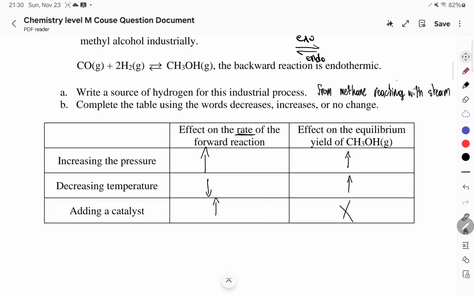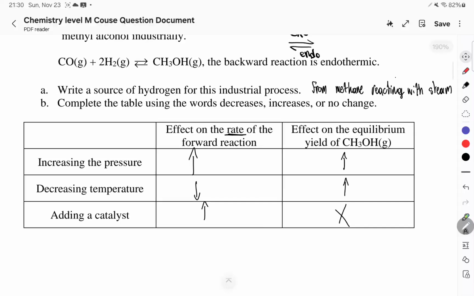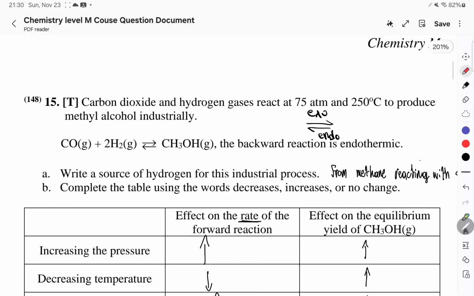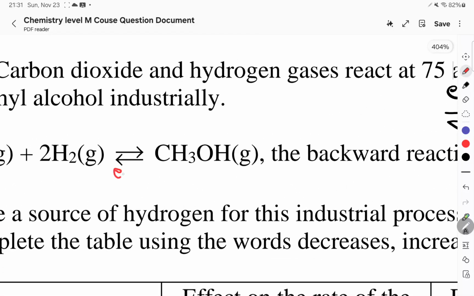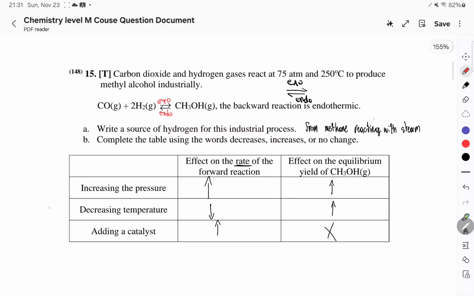Okay, now we want to complete the table here. So let's look at increasing pressure, decreasing temperature, and adding catalyst. First, let's look at the reaction. They give us that the backward reaction is endothermic. When the backward reaction is endothermic, that means the forward reaction is exothermic. So here we write endo, and here we write exo. This will help us for this question.